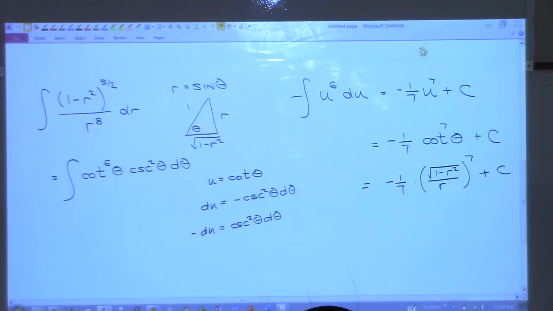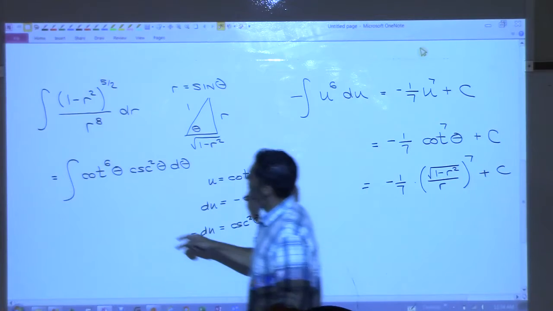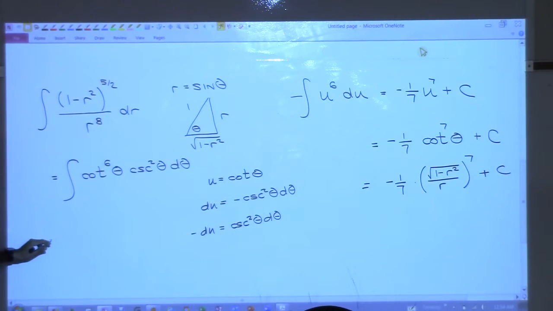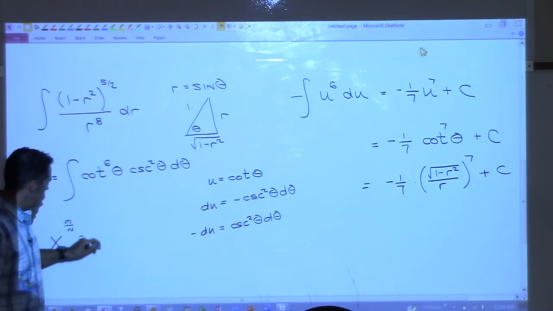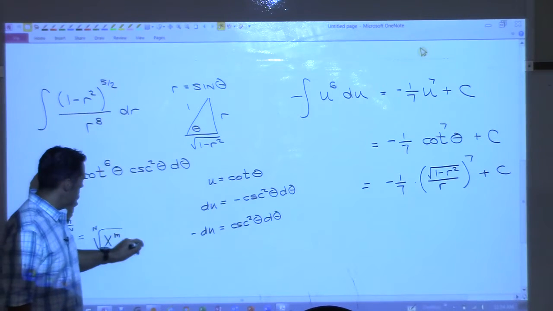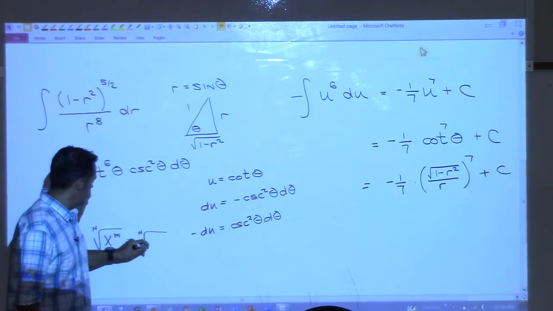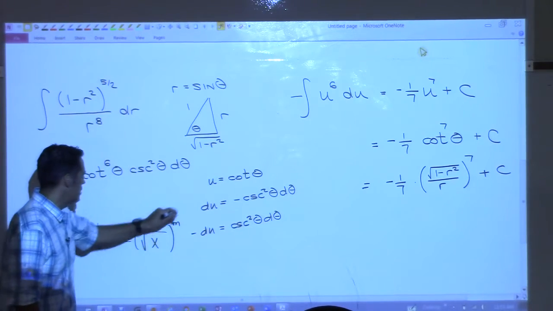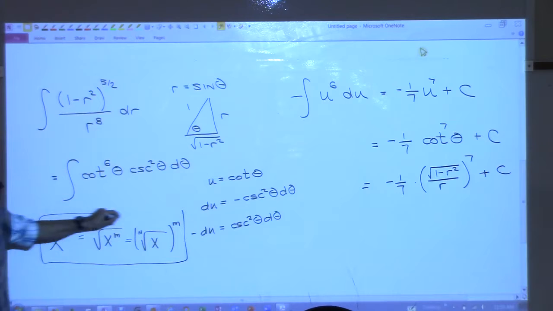What? Why? Yeah. So I have a question about the very beginning. When you rewrote the 1 minus r squared over the square root, what's the rule for the property that makes you take out the 5? I'm using this property right here. x raised to the fraction m over n is the nth root of x to the m, which is also the nth root of x all raised to the m. So these are all equivalent.